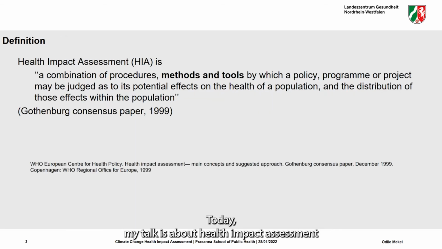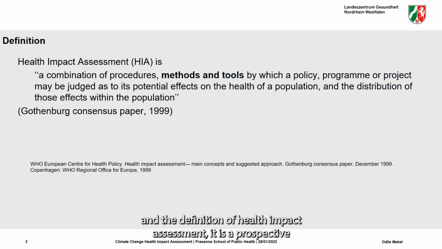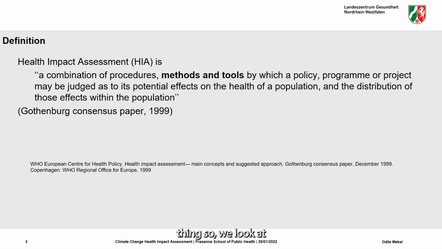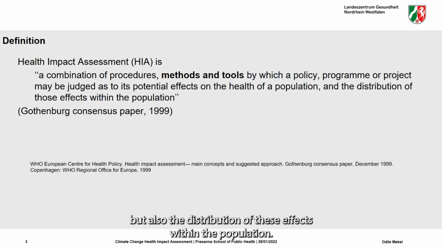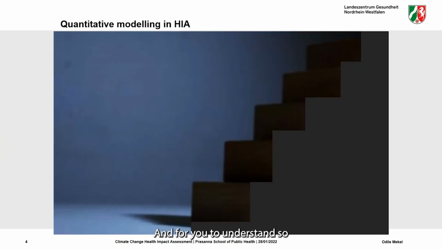Today, my talk is about health impact assessment, and the definition you see over here. So it is a prospective approach. We look at policies, programs or projects, and we use a combination of procedures, methods and tools to judge the potential effects on the health of the population, and not only for the whole population, but also the distribution of these effects within the population.